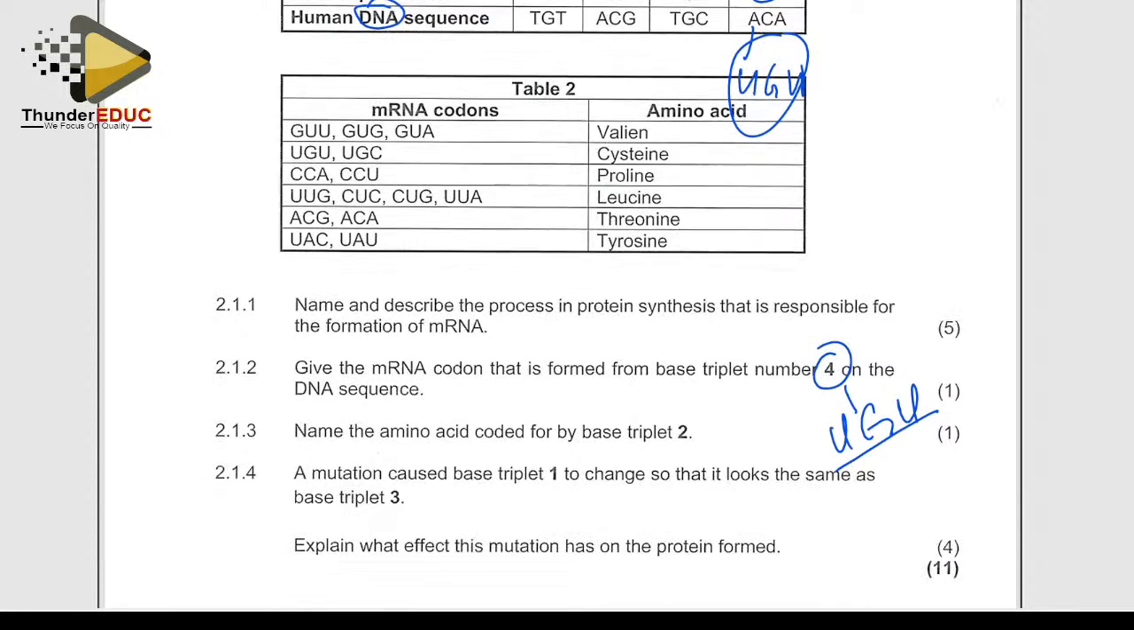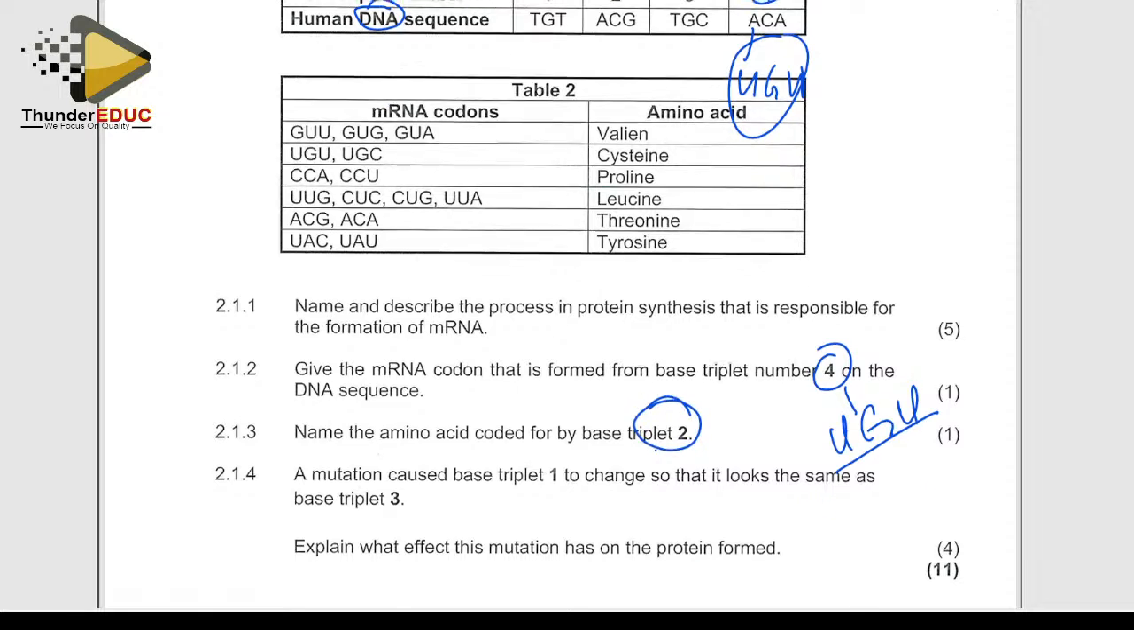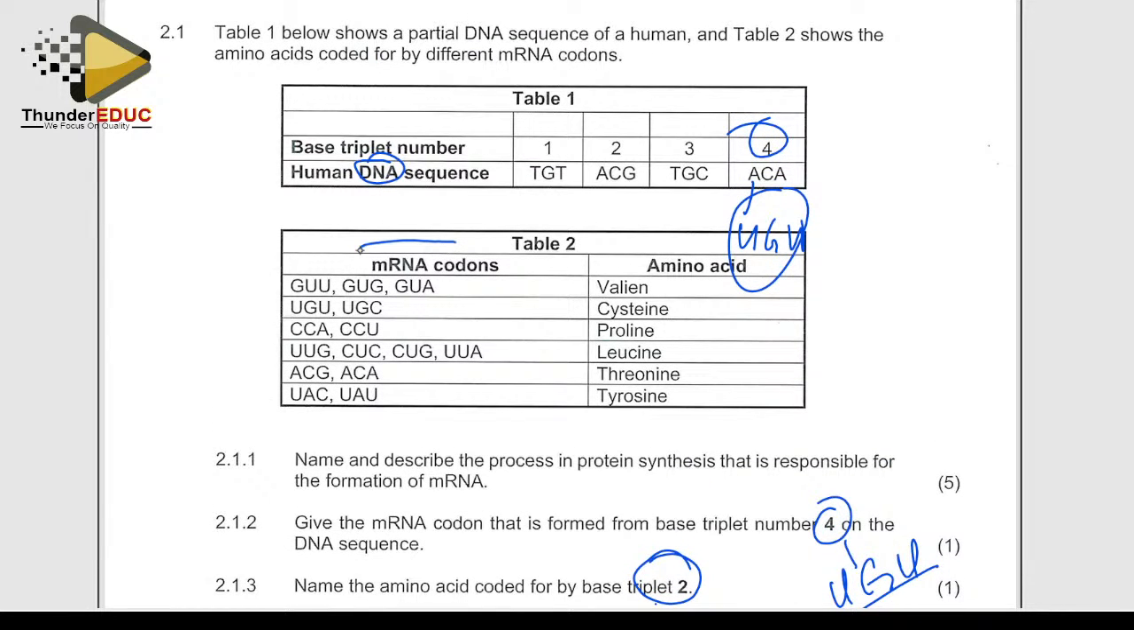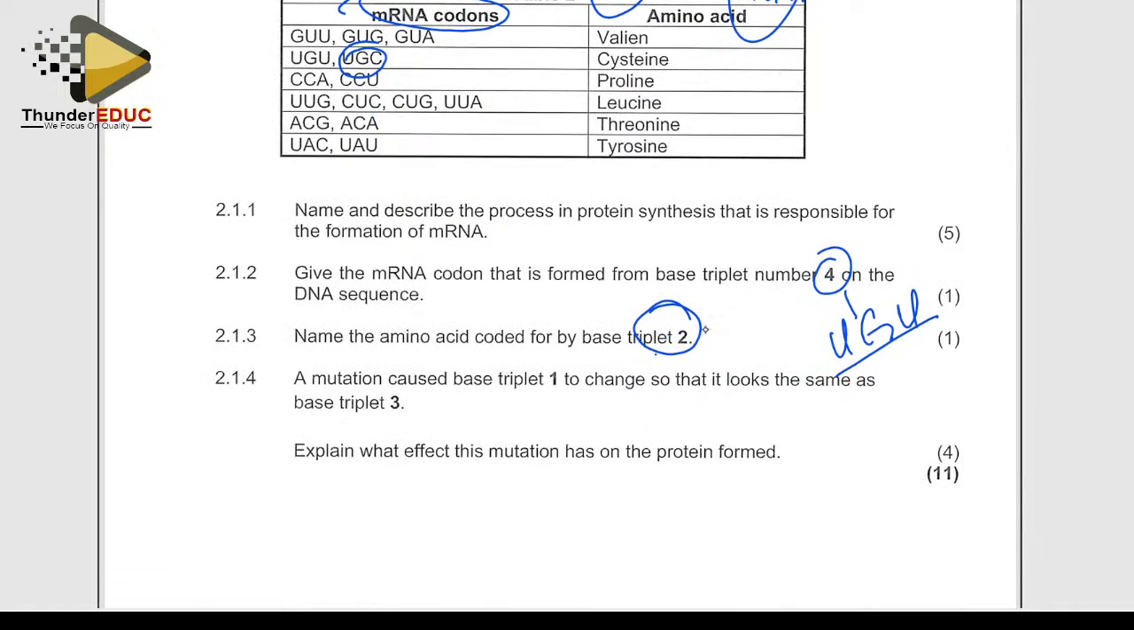They are saying name the amino acid coded for triplet number 2. When I come here, I need to find out what is here. It is messenger RNA, I explained this, so I just have to convert it one time. So this is going to be UGC. It's here, which is cysteine. So the answer there is going to be cysteine. This is the answer for that.